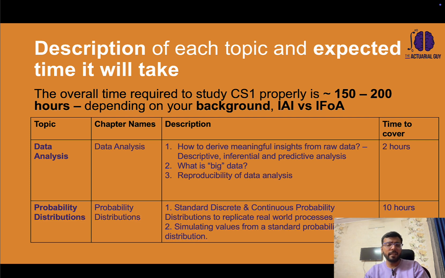The second unit is related to probability distribution. There is just one chapter again, but this is slightly longer, so it takes about 10 hours to cover. Here we talk about the different standard discrete and continuous probability distributions that can be used to replicate real world phenomenon. And then we learn about Monte Carlo simulation, which is basically simulating random values out of these probability distributions, right? So very interesting unit, very straightforward.